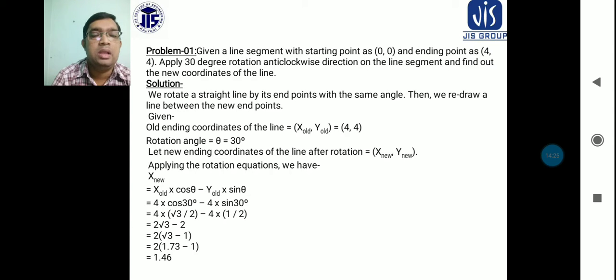Students, you can see that the x value is calculated from this equation, and it comes from the x old value. This type of problem is very easy to solve. The x new value is found.